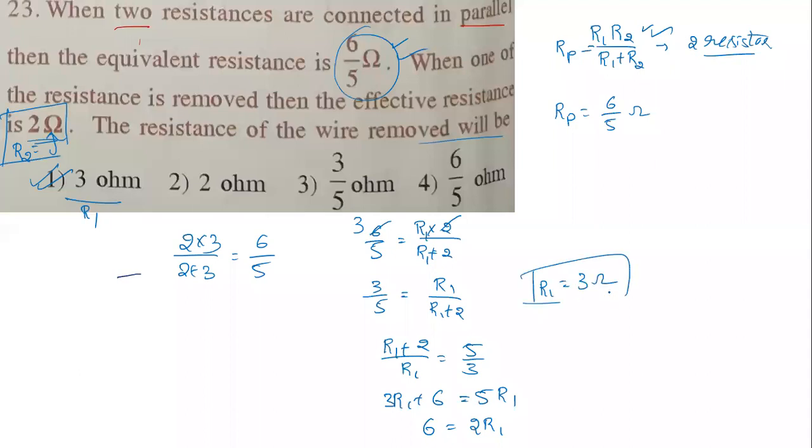That is the answer. So you can go for this method or you can go for this method also. What answer do you get finally? You get 3 ohm only. Okay, so that's clear now. So let us go to the next question, question number 24.